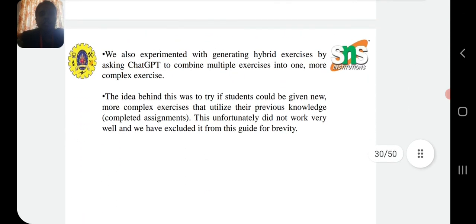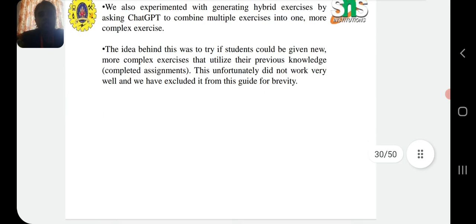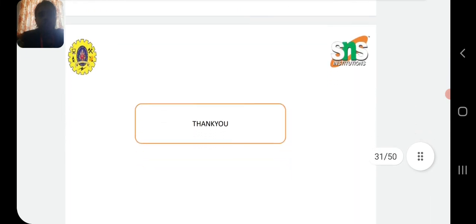The idea behind this was to try whether students should be given new, more complex exercises that utilize their previously acquired knowledge. This unfortunately did not work very well, and we have excluded it from the guide.